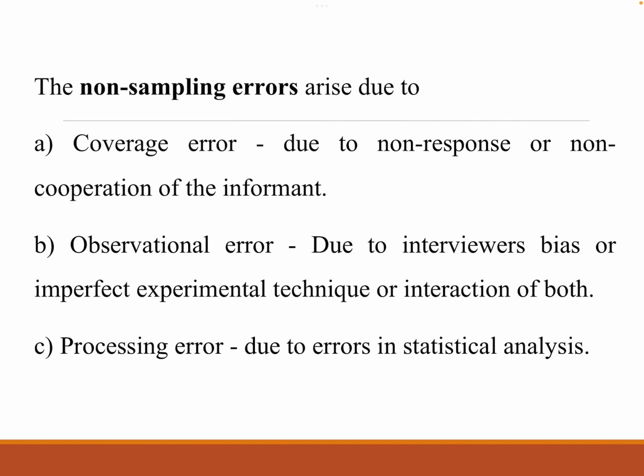Non-sampling errors arise due to coverage error, observational error, or processing error. Coverage error is due to non-response or non-cooperation of the informant. Observational error is due to interviewer bias or imperfect experimental technique or interaction of both. And processing error is due to errors in the statistical analysis.